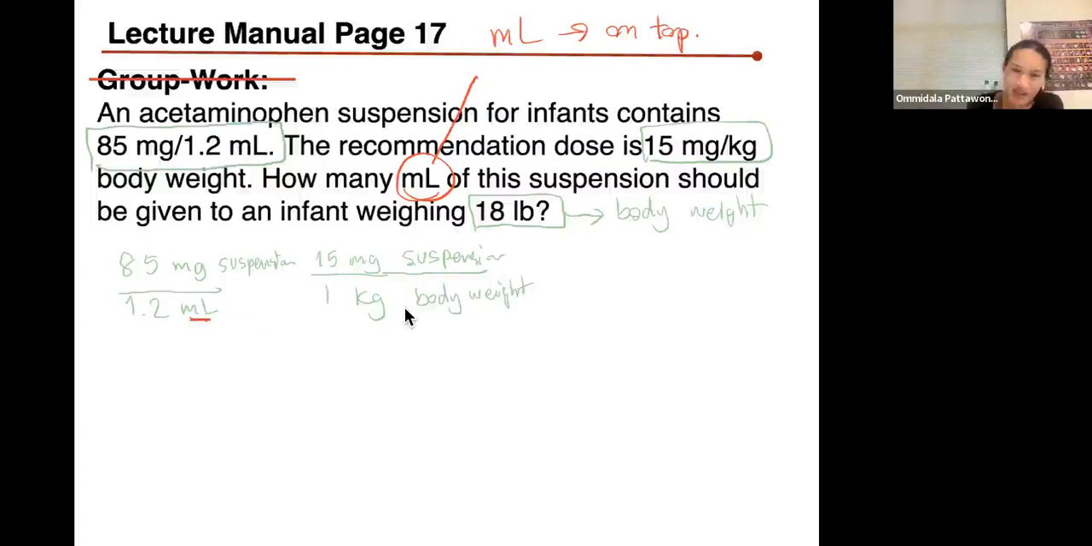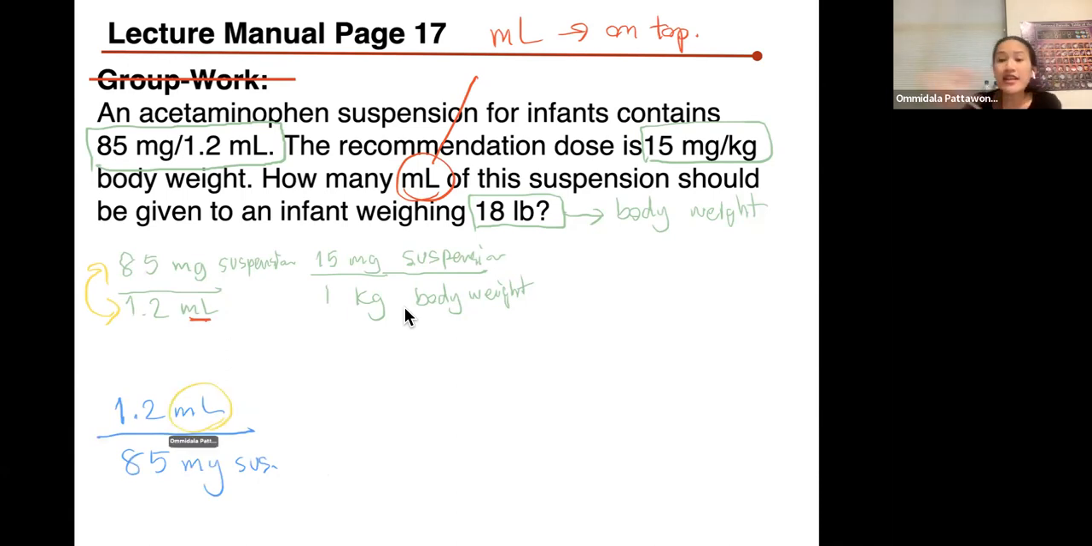But you might ask me, hey, right now it's on the bottom. So what do I do in order to make it on top? Note that all the conversion factors that contain 2 units, you can always flip. So 8.5 milligram suspension per 1.2 milliliter is the same as, if you write it as, every 1.2 milliliter is equal to 85 milligrams of the suspension. It's the same thing. You can flip that, but you have to flip the whole thing. You have to flip both unit and number as well. So now the unit of milliliter is on top already.